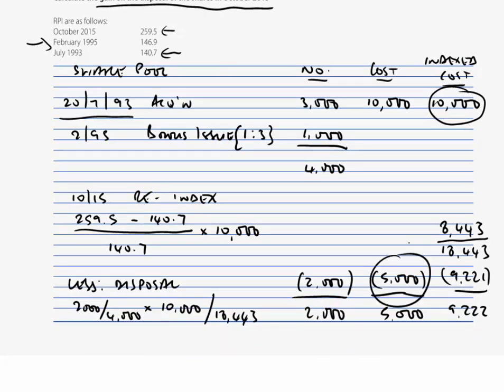£5,000. What is our indexation allowance then to further deduct? Well, that's the difference between index cost of 9,221 and the cost column of 5,000. Again, don't even need a calculator for that. That's going to be £4,221 worth of indexation allowance. Take that from your unindexed gain and you get your chargeable gain.